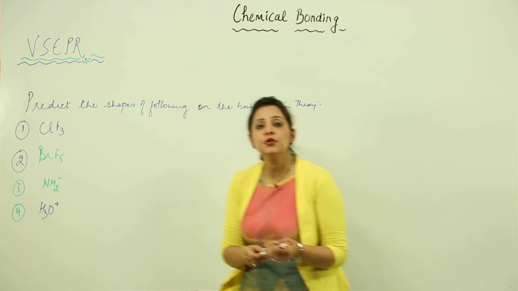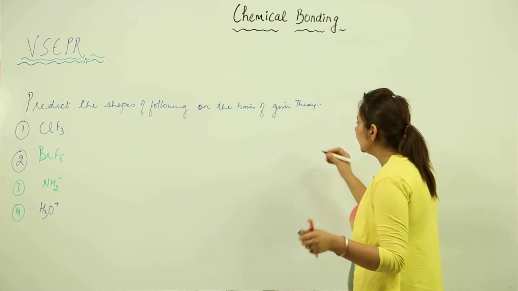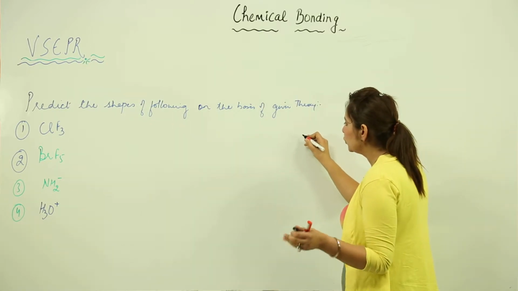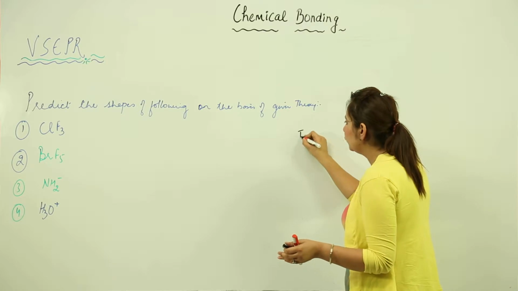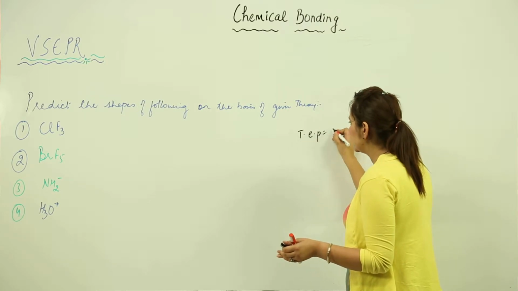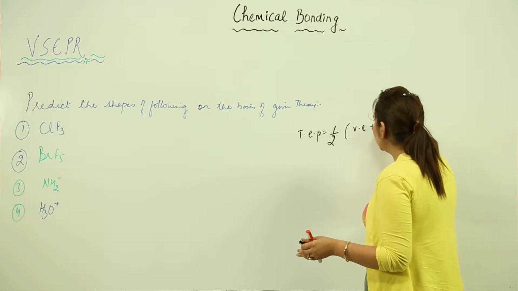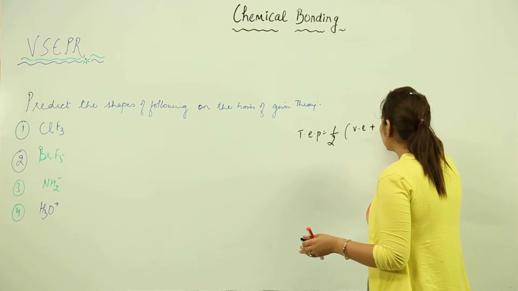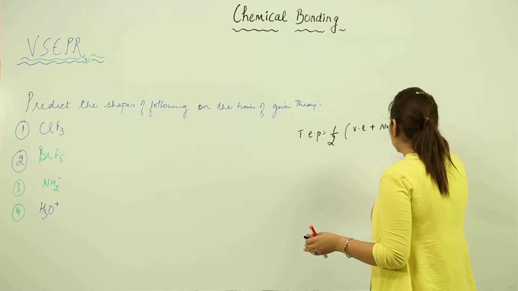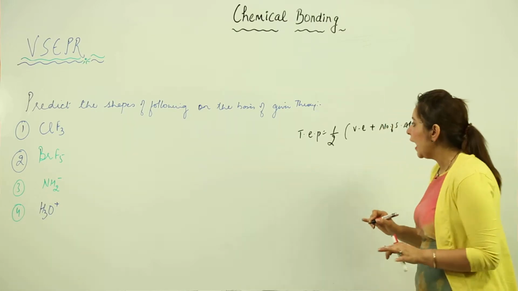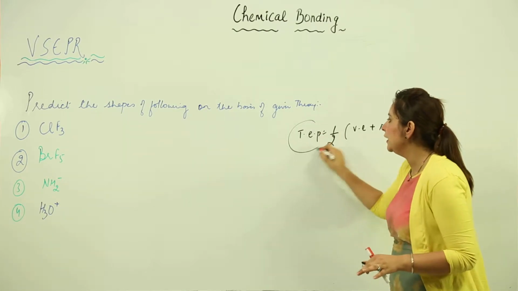So the formula to predict the shape is that if you want to know the total electron pairs present, what you need to do is half times valence electrons plus number of surrounding atoms. This you need to do, right. And this gives the total electron pair.